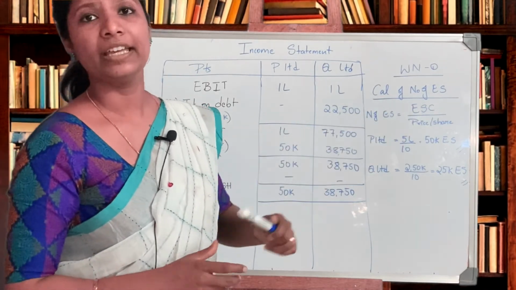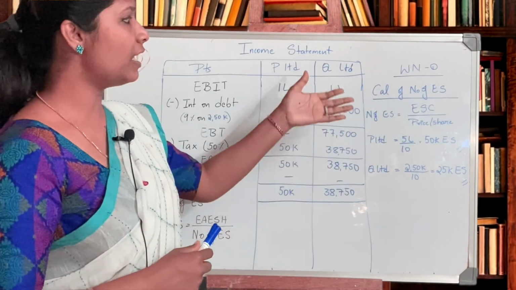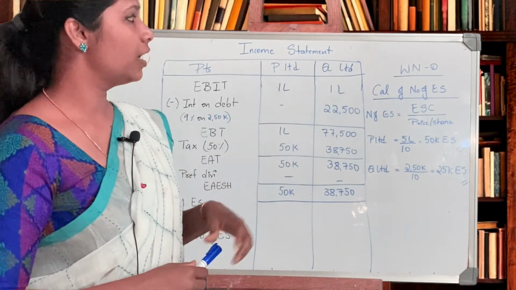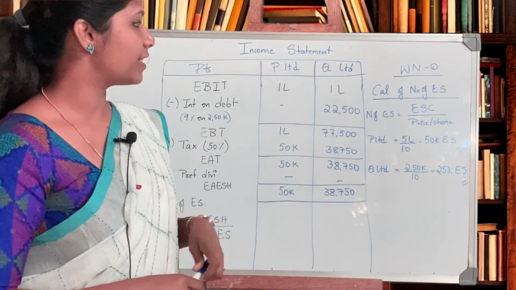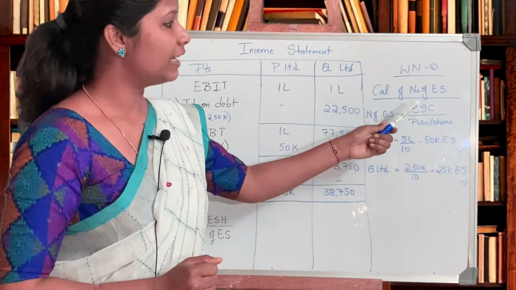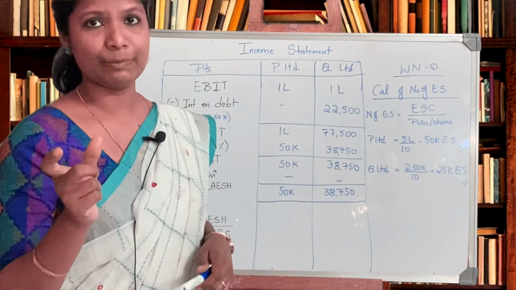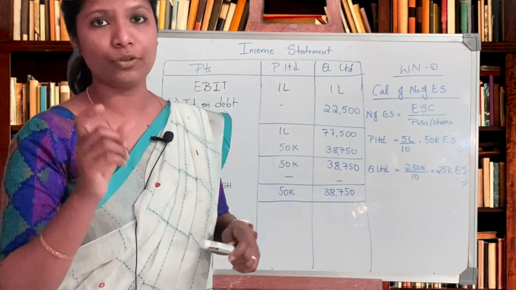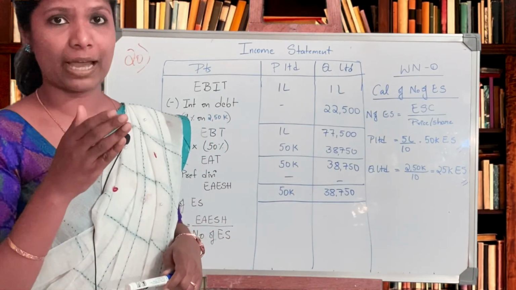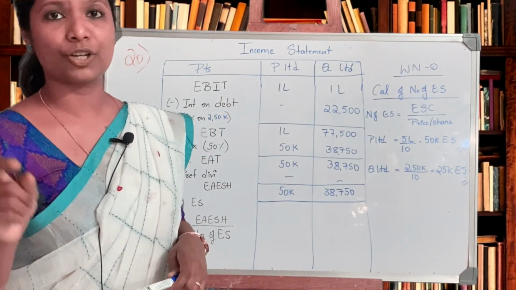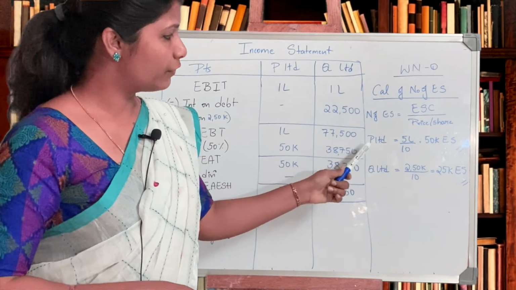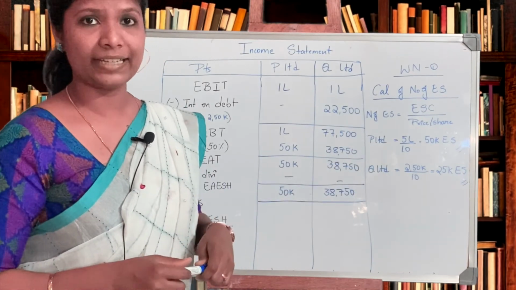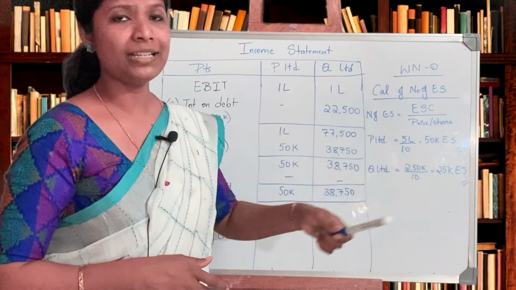Now we need to write a working note here: calculation of number of equity shares. It is better if you can write the complete working note before you start your income statement. Now how do I calculate the number of equity shares? Number of equity shares equals equity share capital, ESC, divided by the price per share. If you look at that bracket, equity share capital, 10 rupees per share. So for P Limited, it has 5 lakh equity share capital divided by rupees 10. We arrive at 50,000 equity shares.